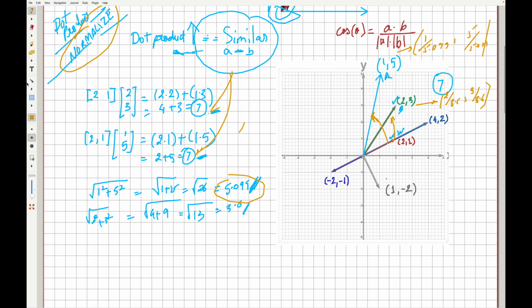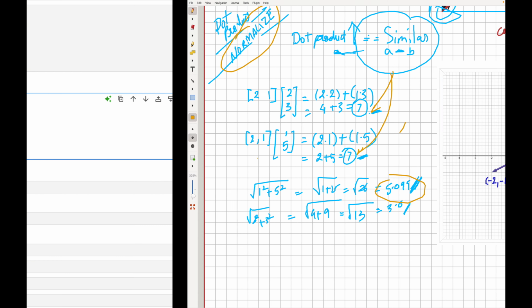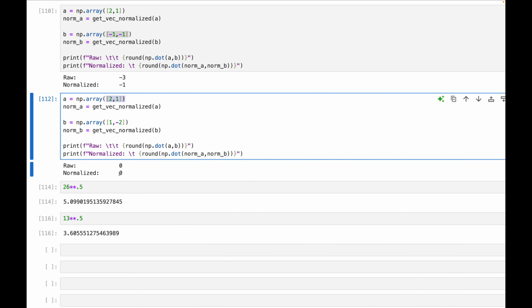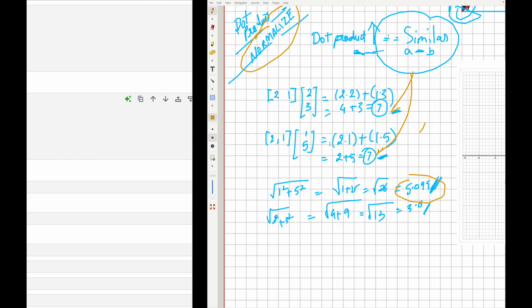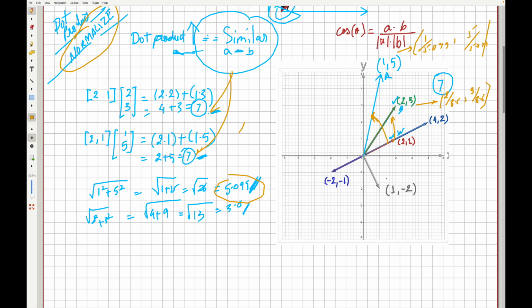Again, it tells us that it is 0, which means that it is not similar to the vector 2 1 that we have here. So that's what we are trying to see.